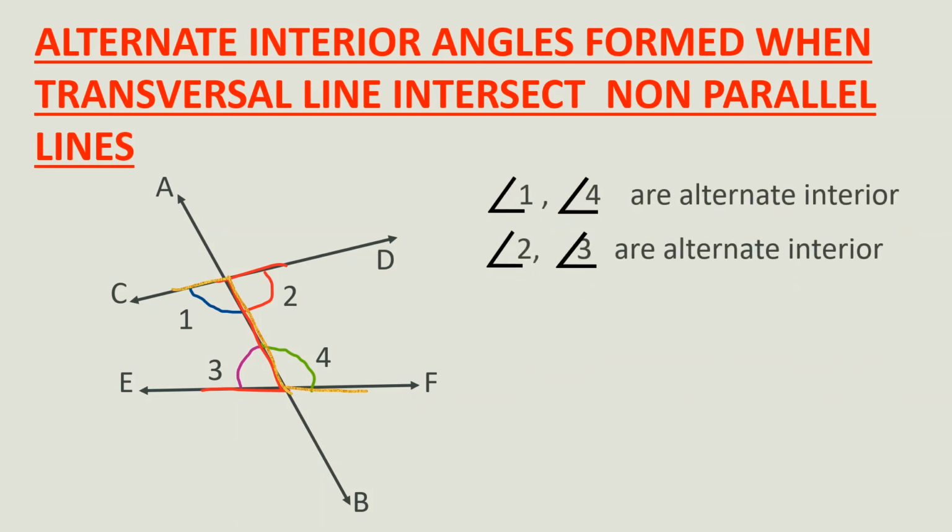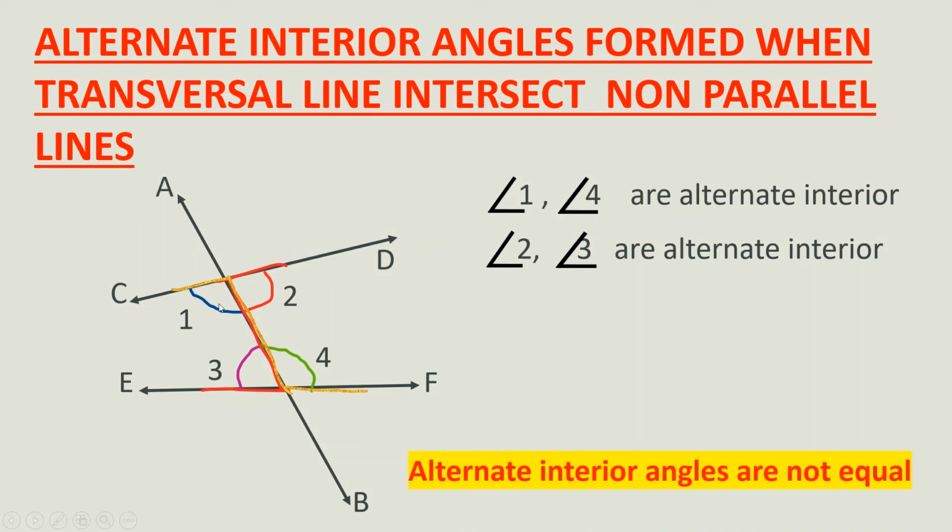Angle 1 and angle 4 are alternate interior angles, and angle 2 and angle 3 are also alternate interior angles because they are both inside the parallel lines and they are all on the opposite side of the transversal line. And even if these two lines are non-parallel, they will still form the Z shape.